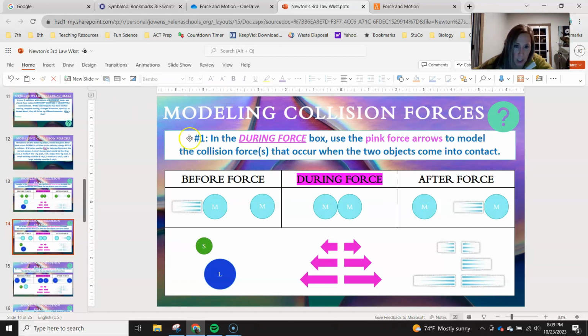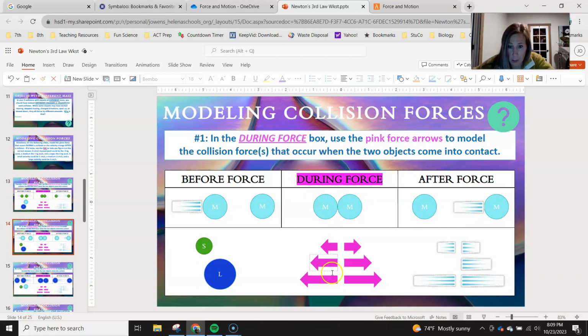And then question number 1, I'll also do for you guys. So again, 2 medium-sized objects, so they're both the same mass. The first object's moving to the right with a medium velocity. This one's at rest. And then after they collide, we're going to see this one start moving with the medium velocity to the right, and this one's going to stop moving.